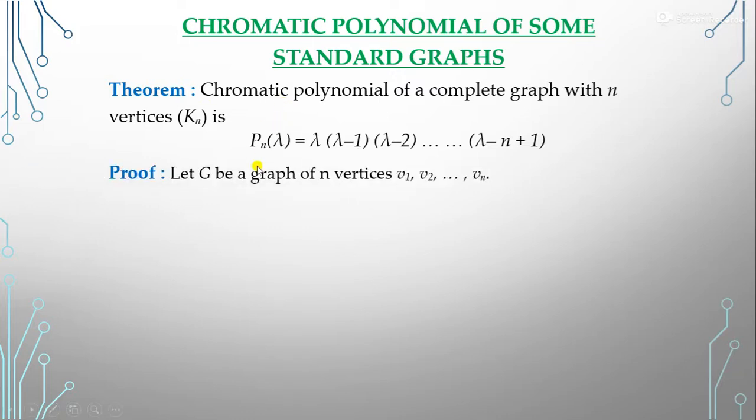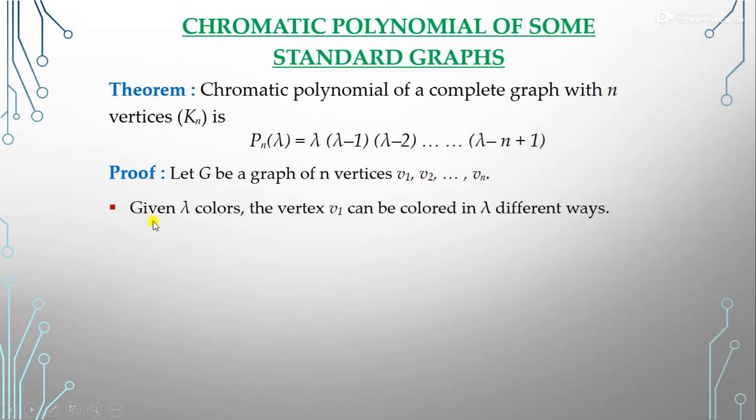First of all, suppose we take a graph G with n vertices v1, v2, up to vn. Then how many colors do we have? Lambda colors in total. So given lambda colors, the vertex v1 can be colored in lambda different ways. Why? Because we have a complete graph, so for the first vertex, if we color it, we have lambda options. So we can color the vertex v1 in lambda different ways.